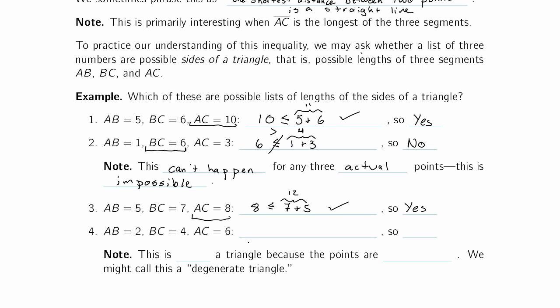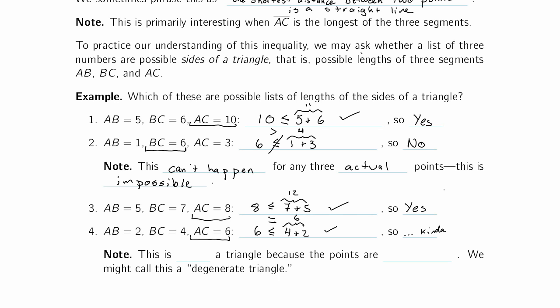And let's see. Here, AC is my longest side again. 6, I want to know, is that less than or equal to 4 plus 2? Well, that's 6. Those are equal. So, well, I mean, kinda? It depends on what we mean by triangle.